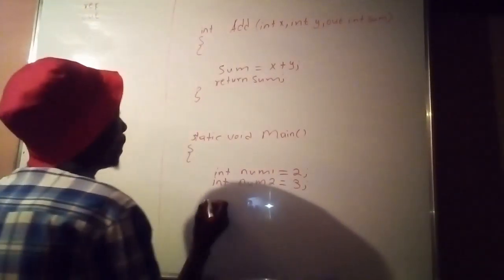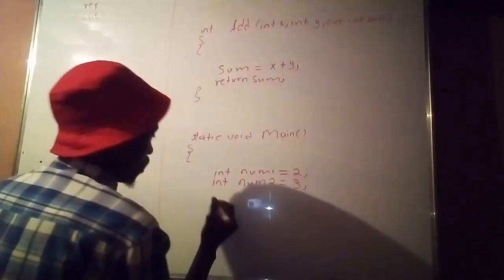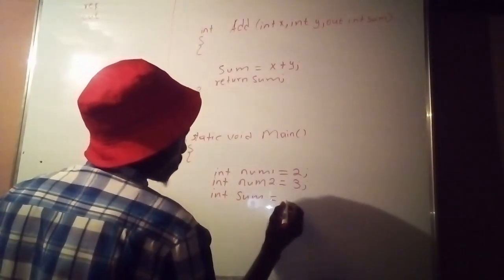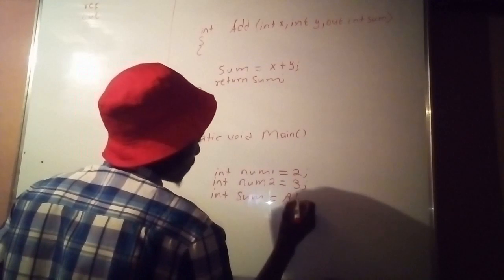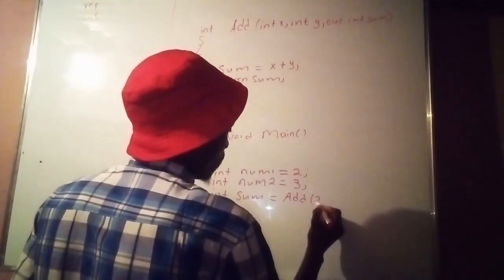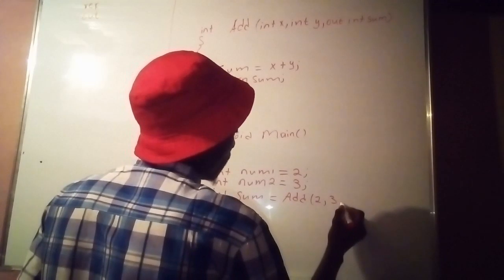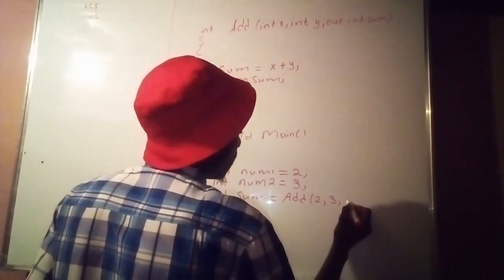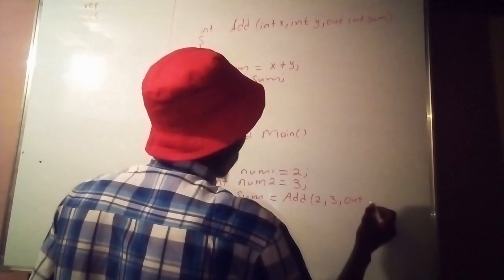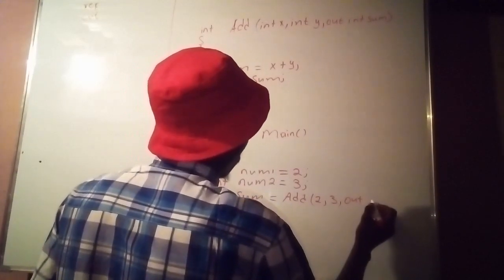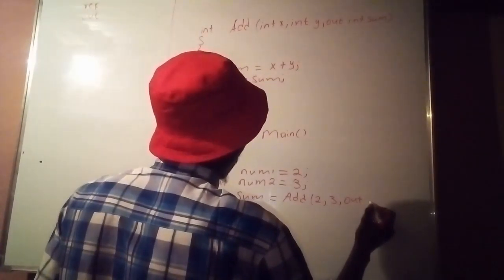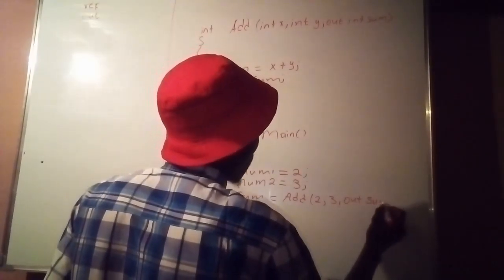So now we want this sum, and then we're going to save it to another variable. We say sum is equals to, we call add. Add takes 3 parameters: the numbers that we want to add plus output parameters. What the hell is going on here? Out sum.